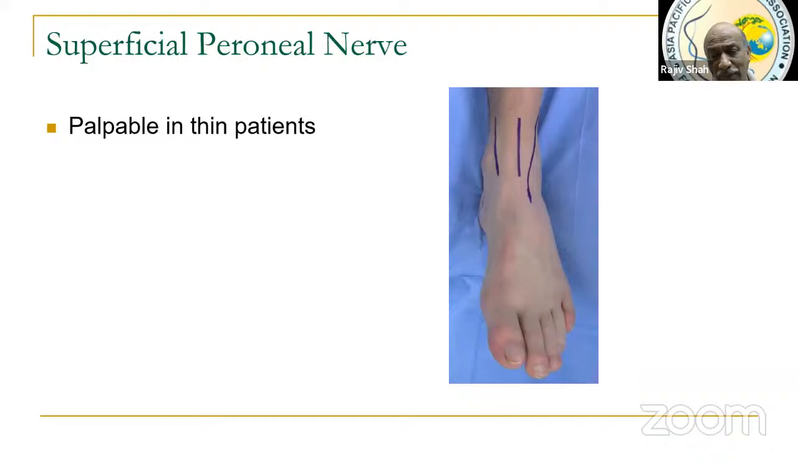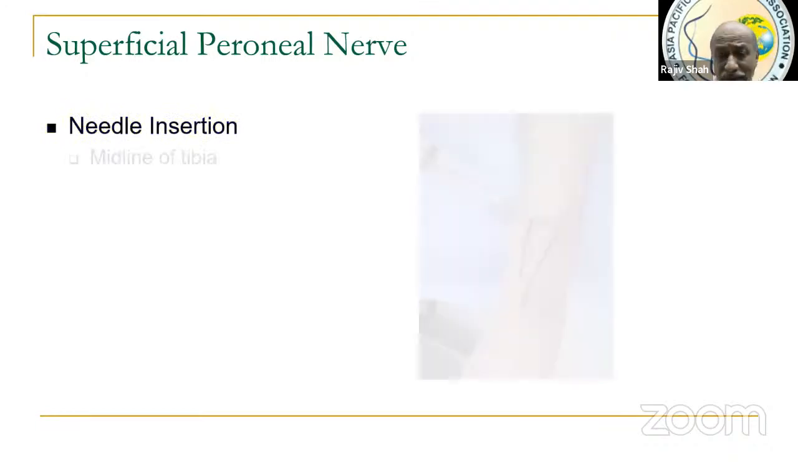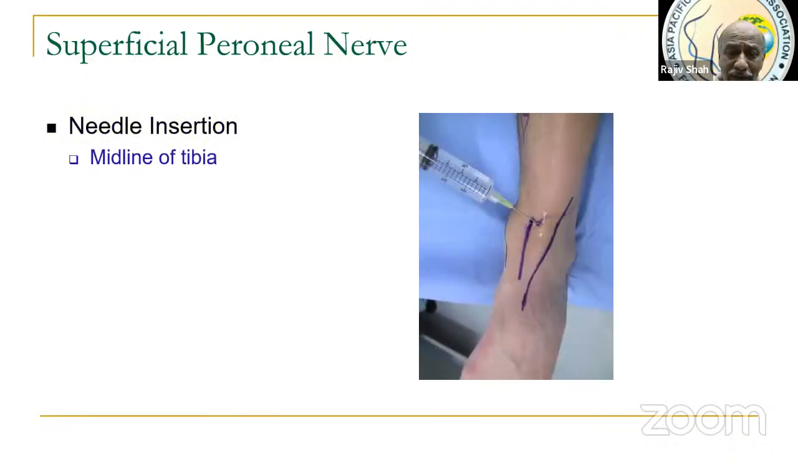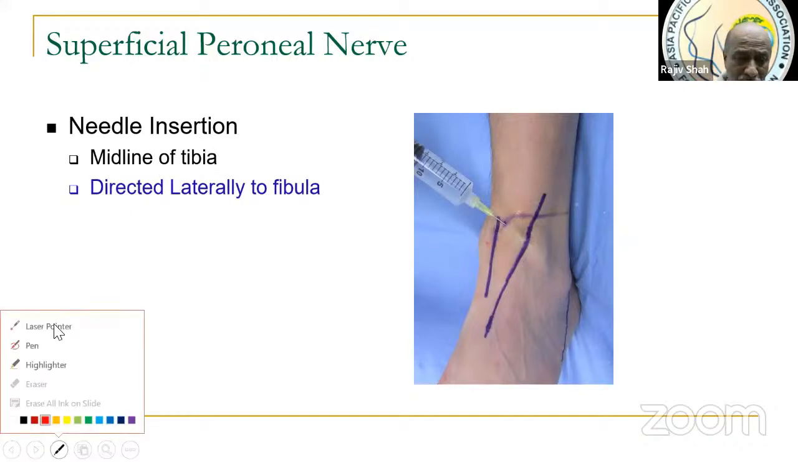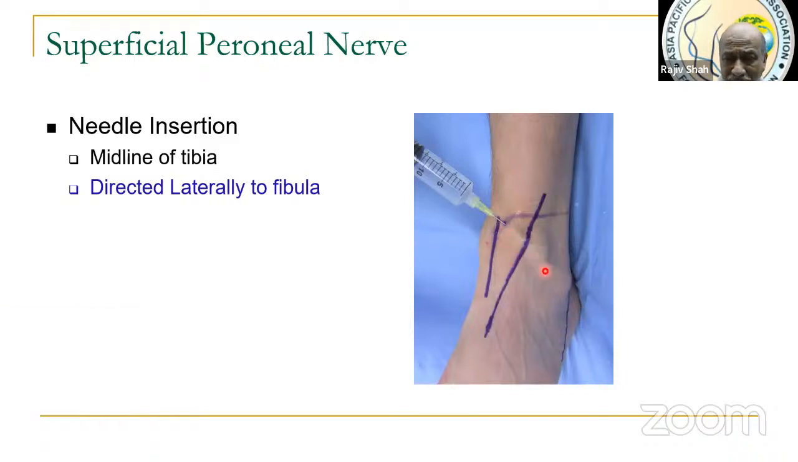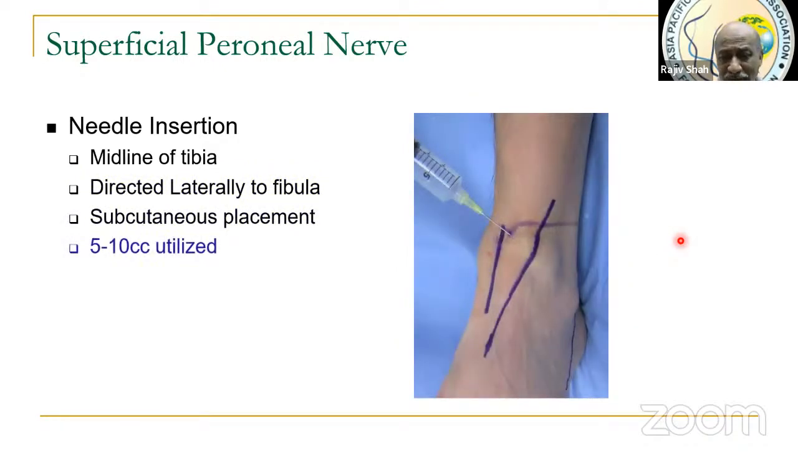And look at the dorsal aspect of the foot. You may see superficial peroneal nerve. It is palpable also and visible also. I did show you in my clinical examination. And how do you insert the needle for that? You go from the midline of the tibia and direct your needle laterally towards fibula. So this is where your nerve is, and you will be able to target the nerve, and you create a wheel here. Direct this needle laterally, and maybe 5 cc of subcutaneous injection should be good enough. Maybe sometimes you use 7.5 cc.